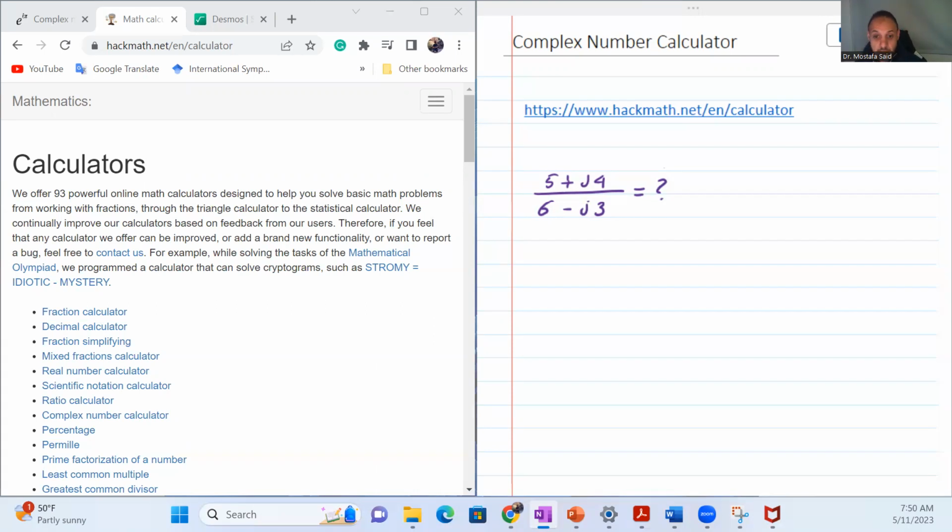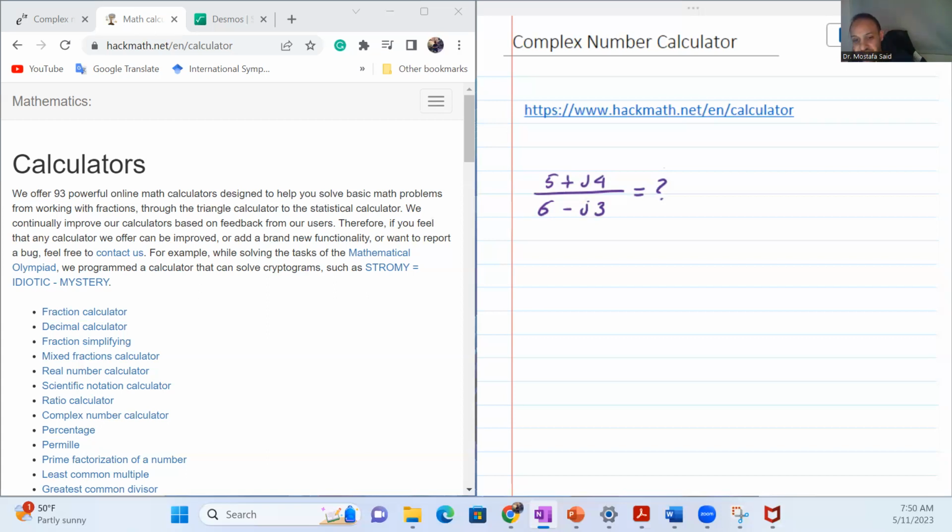From time to time we have to add complex numbers together, divide, multiply, and convert from one form to another, like from polar form to rectangular form and vice versa. Although it's doable, it's really time consuming and very error prone. So in this video, I'm going to show you a very easy way to do these calculations, especially the division, which is the one that takes a very long time.